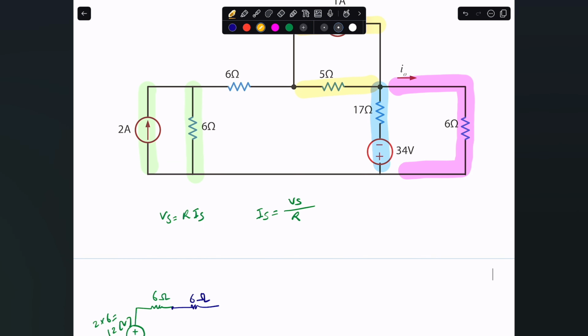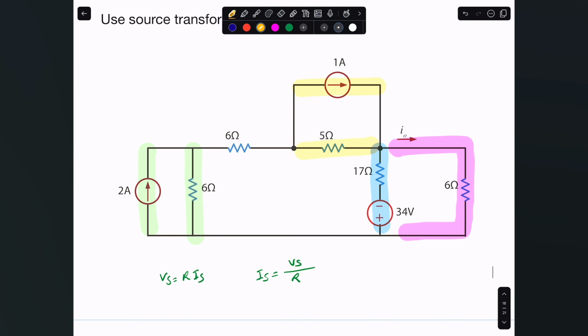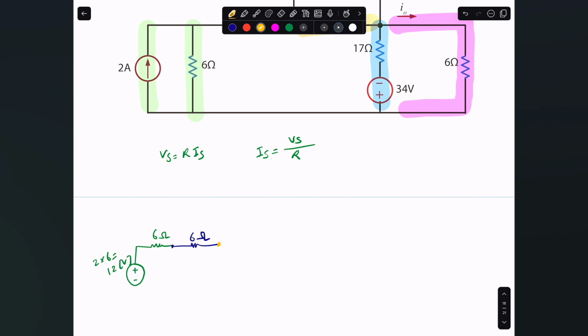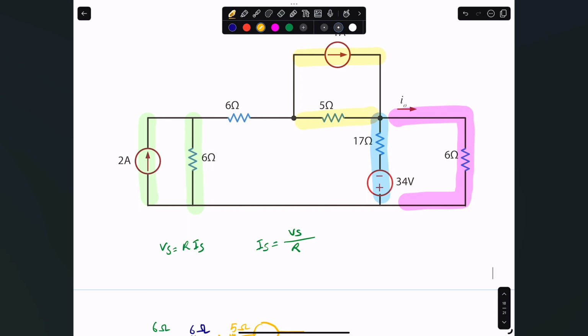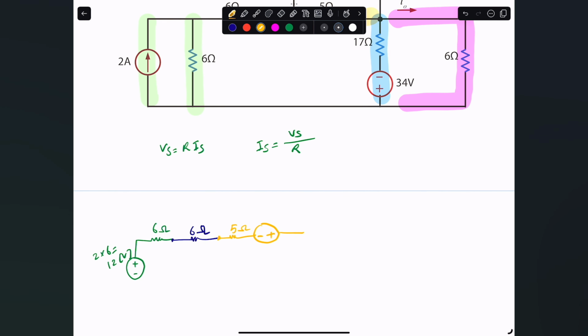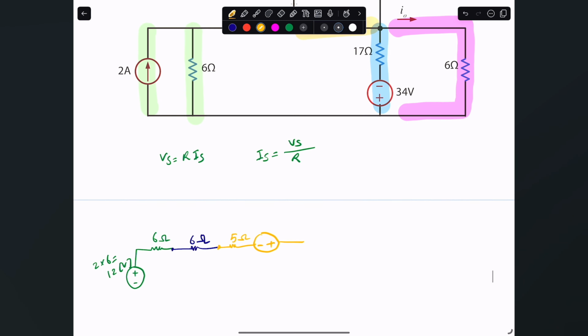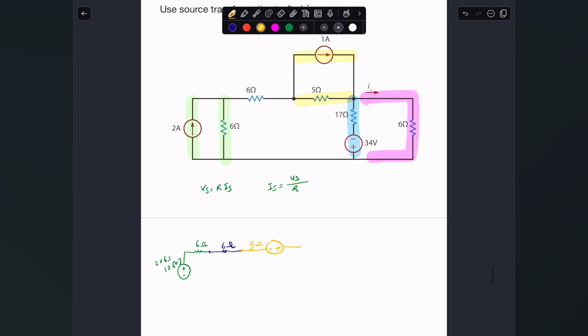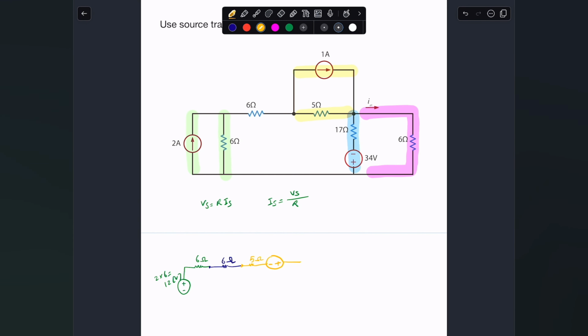And then we have here this current source in parallel with the 5 ohm. So what we do is we say this will be 5 ohms, and this will be a voltage source, and since the arrow is moving in that direction, I'll say this is positive and this is negative. And of course the value, well, I'm interested in the V, so that will be 5 times 1, which is simply 5 volts.